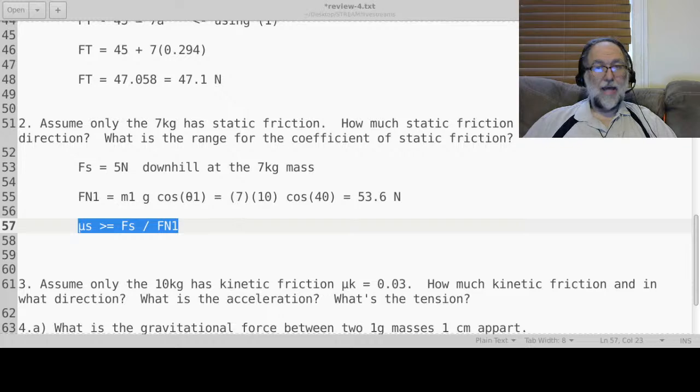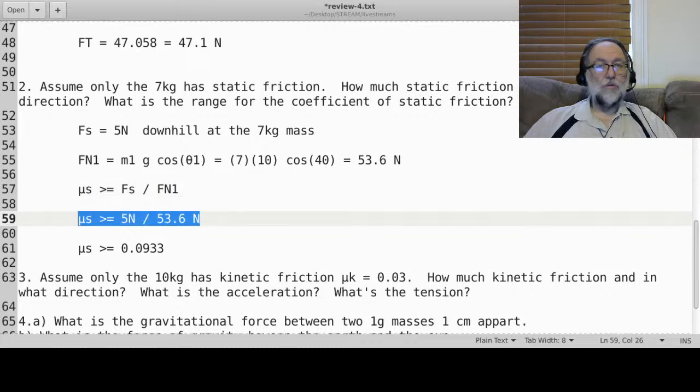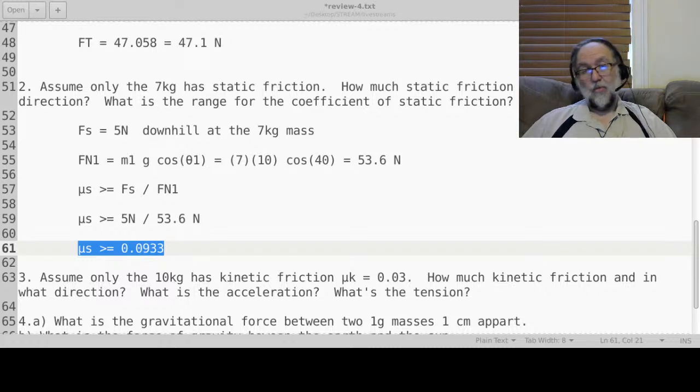I'll just copy and paste that right there. So there's the Fs and Fn substituted, and it turns out that the coefficient of static friction has to be bigger than 0.0933. There are more decimals, but I rounded it off. It doesn't tell you what mu s is, it just tells you it has to be bigger than that.